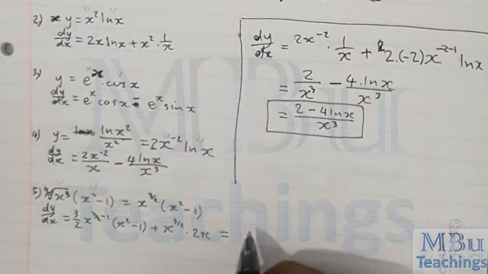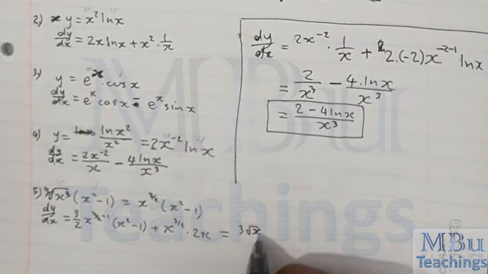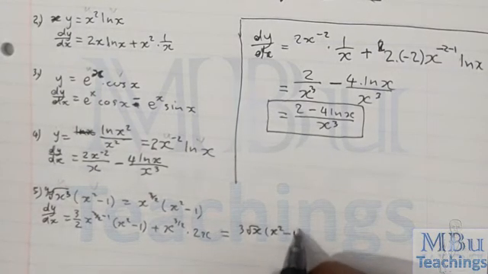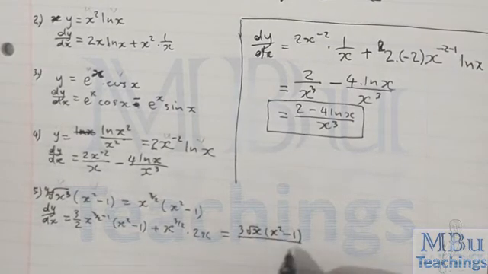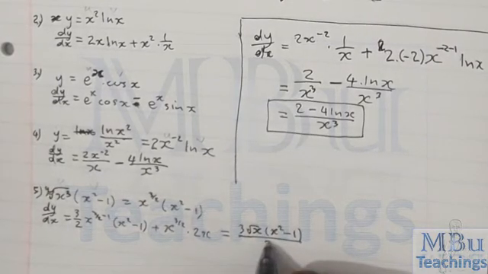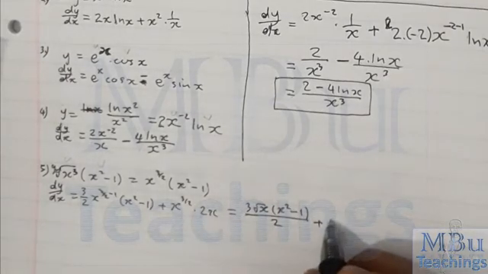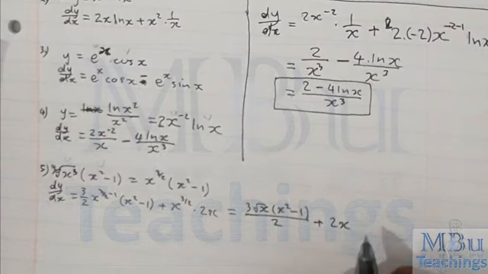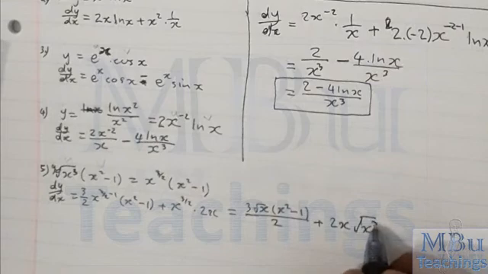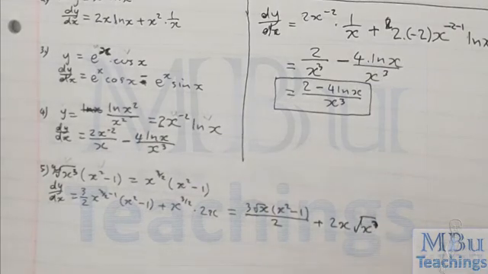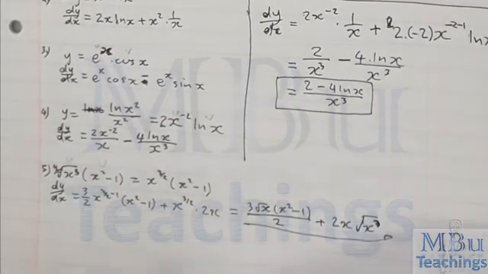So we can end up having 3 square root of x, because half is square root of x, into x squared minus 1, all of that divided by 2. Then we say plus 2x square root of x cubed. So this is what we will end up with.